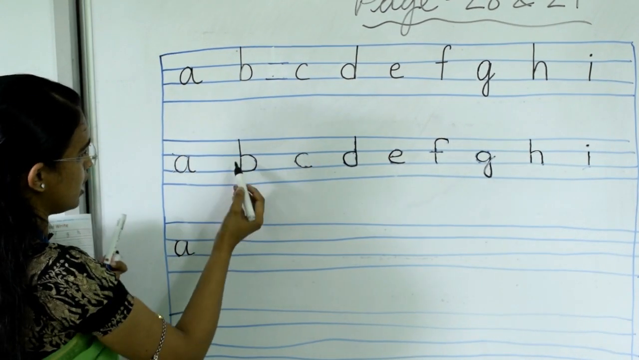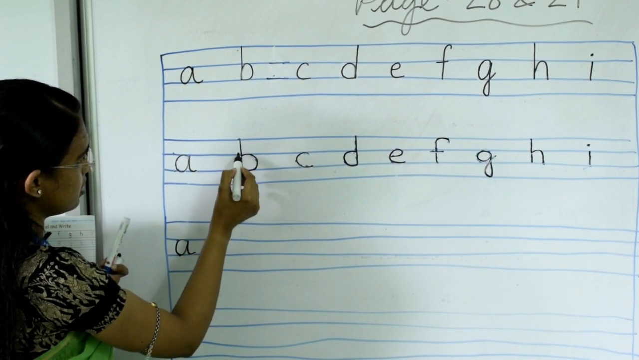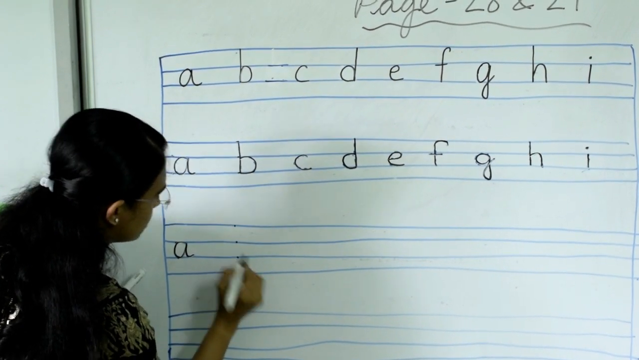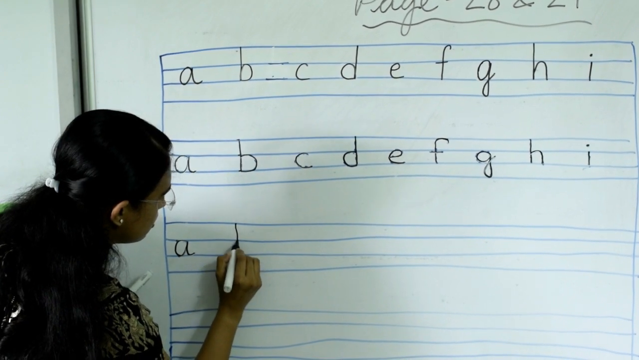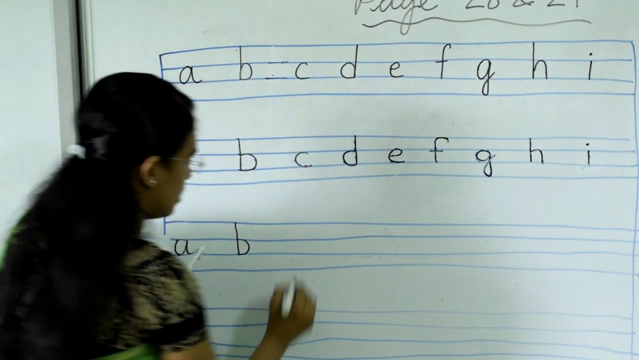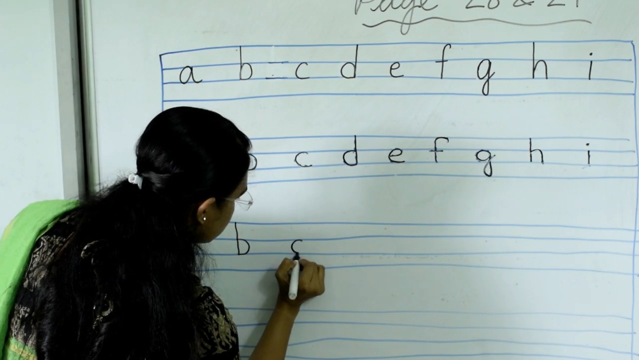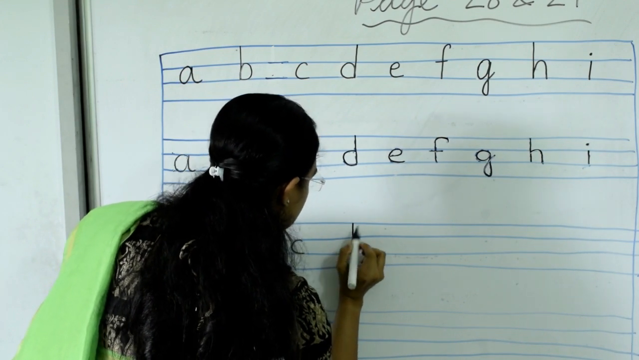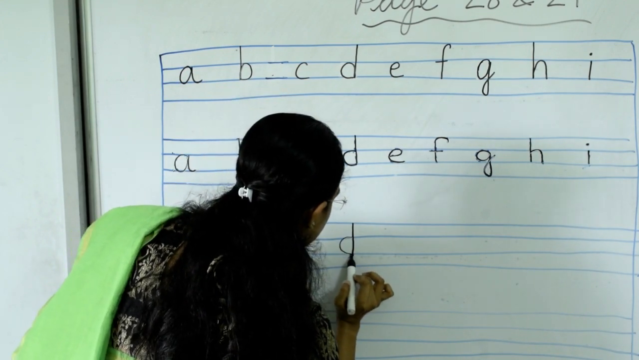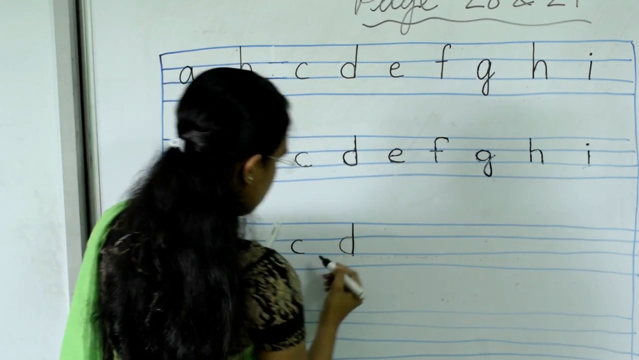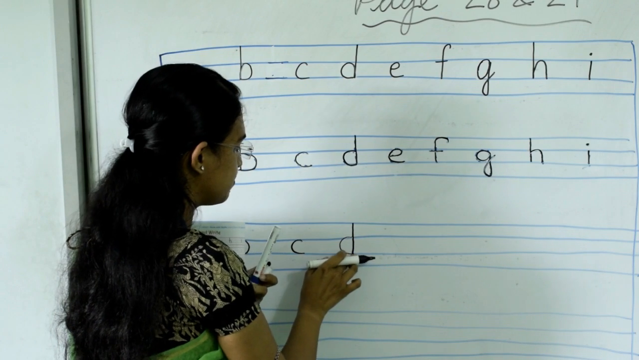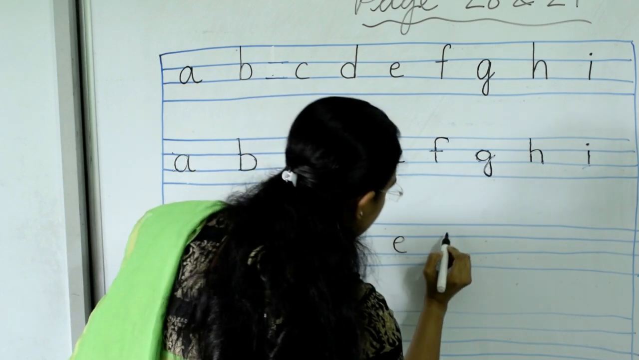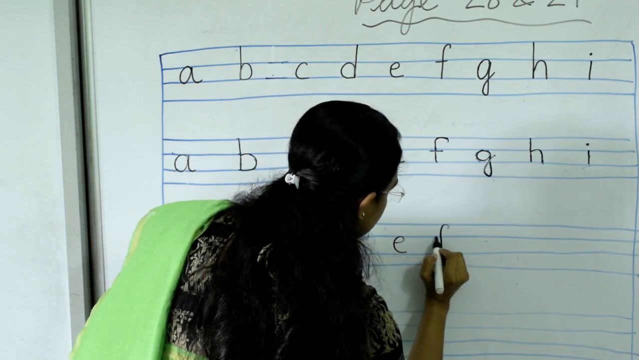Then for B, which line I have used? First line, second line, third line. So you have to use first line, second line and third line. Then you have to draw a straight line, then a curve line. This is B. Then C. Again we have to take this middle two lines. Then D, straight line, then curve line like this. A, B, C, D. After D, E. So we have to write it like this, E. Then F, like this, F.